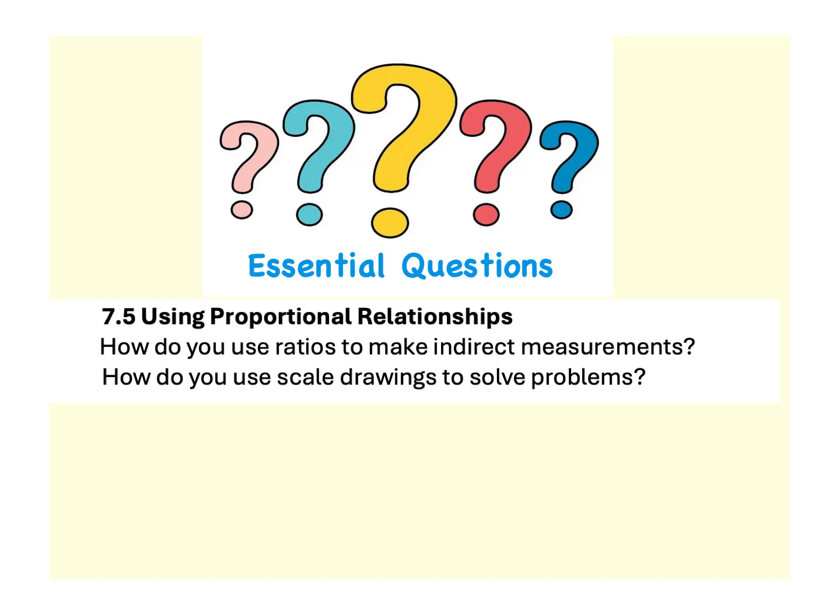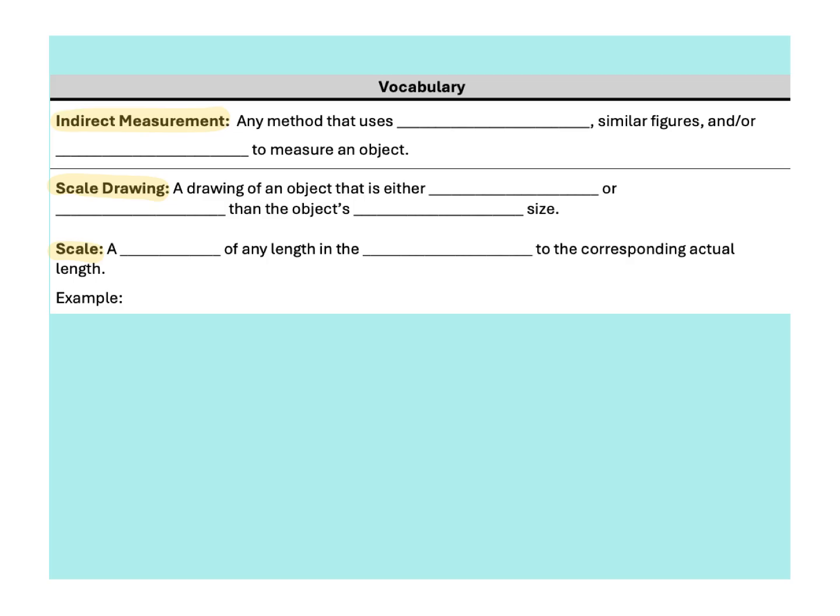In this video, we're going to be looking at lesson 7.5 on using proportional relationships. The essential questions that we'll answer are how do you use ratios to make indirect measurements, and how to use scale drawings to solve problems. Here's some important vocabulary for this lesson.